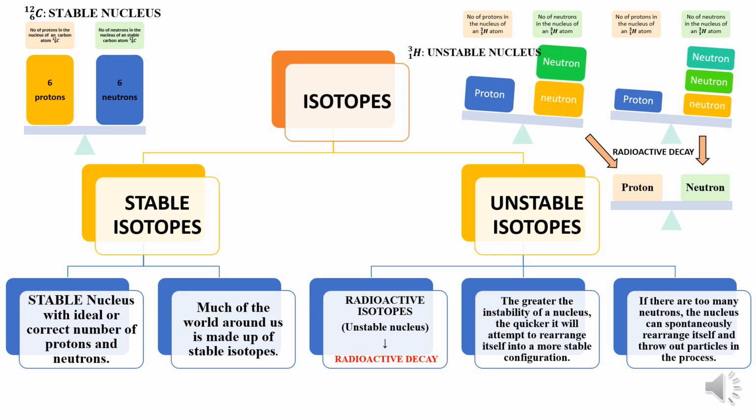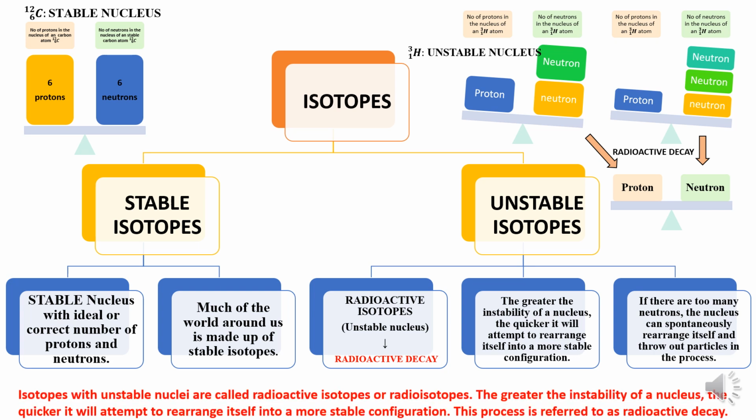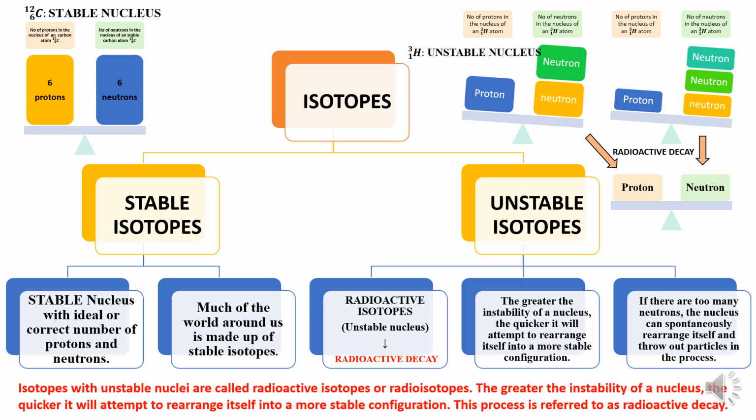And that makes the isotopes radioactive in nature. So isotopes with unstable nuclei are called radioactive isotopes or radioisotopes. The greater the instability of a nucleus, the quicker it will attempt to rearrange itself into a more stable configuration. And this process is referred to as radioactive decay.